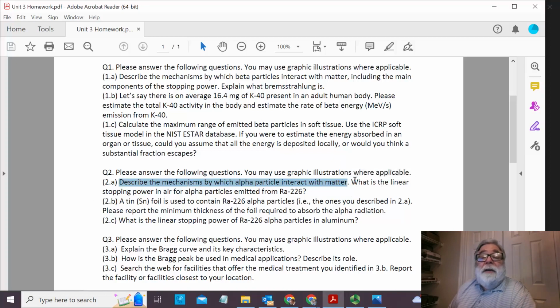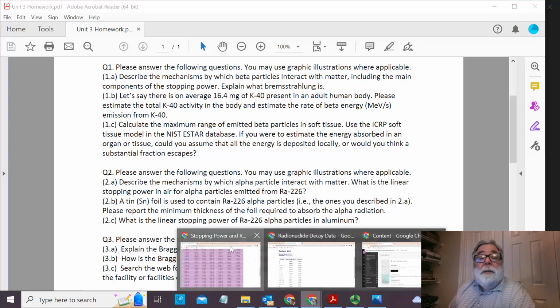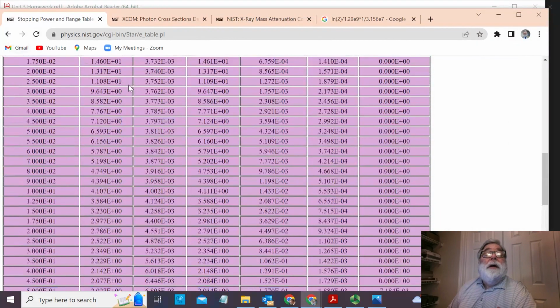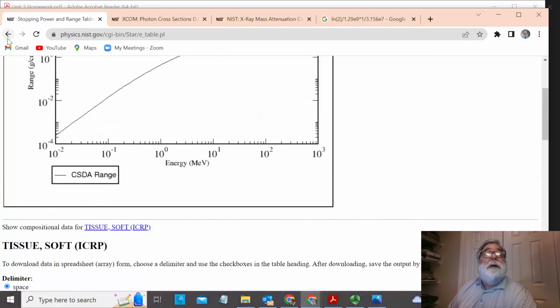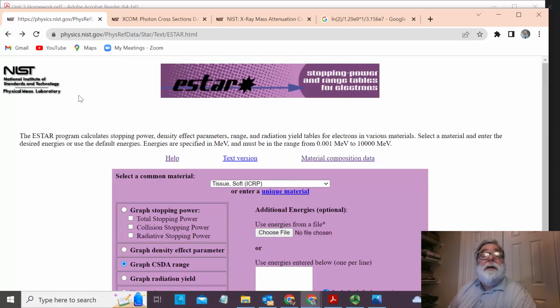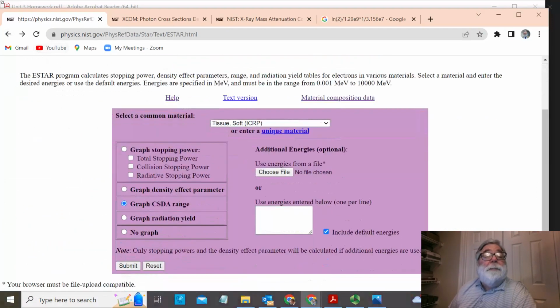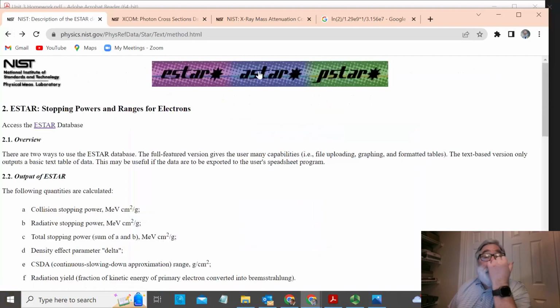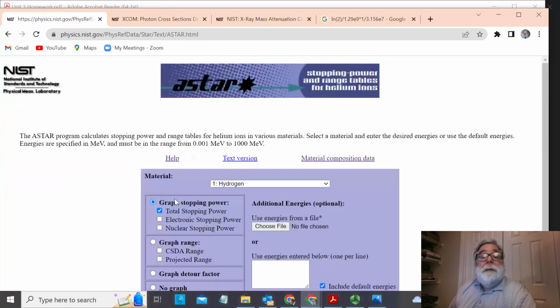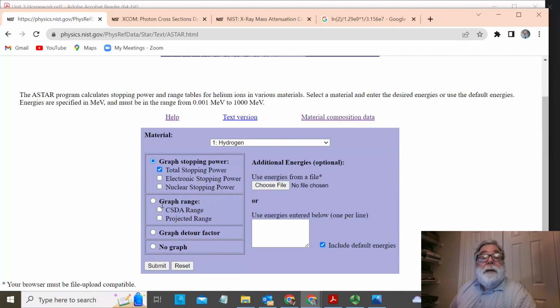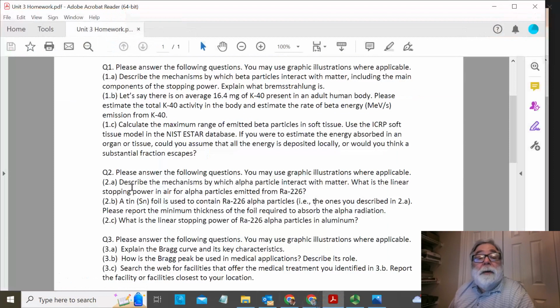So what's the linear stopping power in air for alpha particles emitted from radium-226? So we need to go back to our stopping power equation, and we're going to go to A star instead of E star. I think I can go to the bottom of the page. Let's go to A star for the alpha stopping power. And we want the linear stopping power in air. Okay?